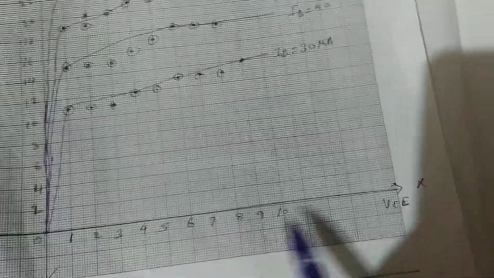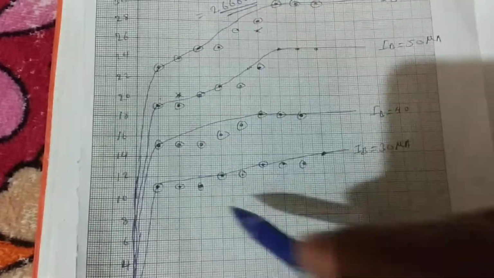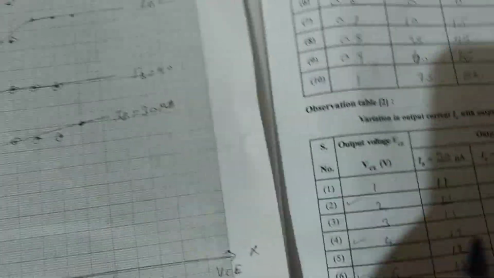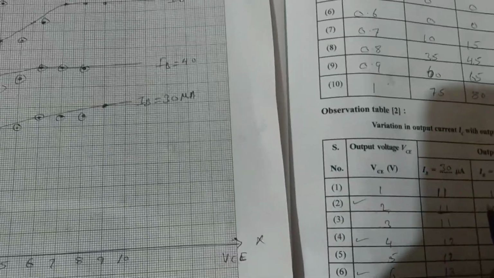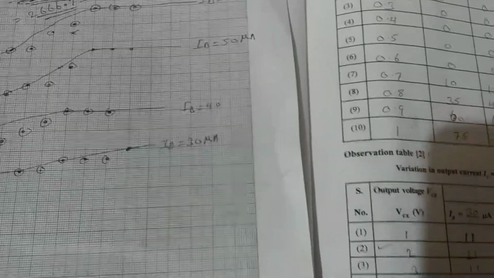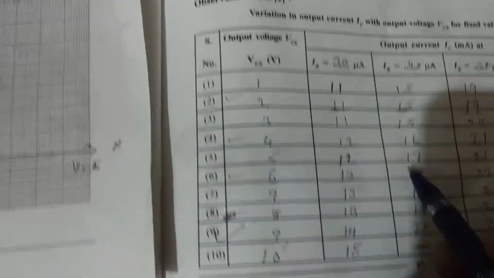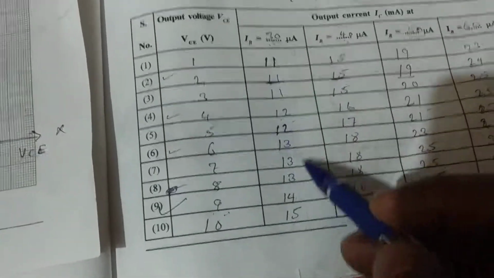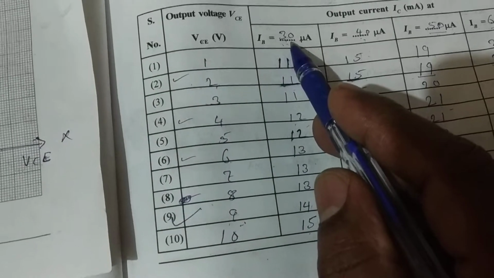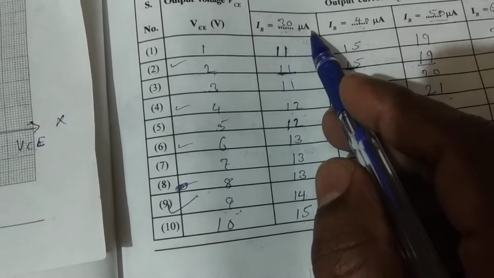Second graph is VCE versus IC. VC along the x-axis and IC along the y-axis. VC is in volt and IC is in milliampere. So this is the second table. Here I have drawn all 4 sets of IC graphs. You have to draw all the 4 sets of IC graphs. First, IB is equal to 30 microampere. All the 4 graphs are drawn.